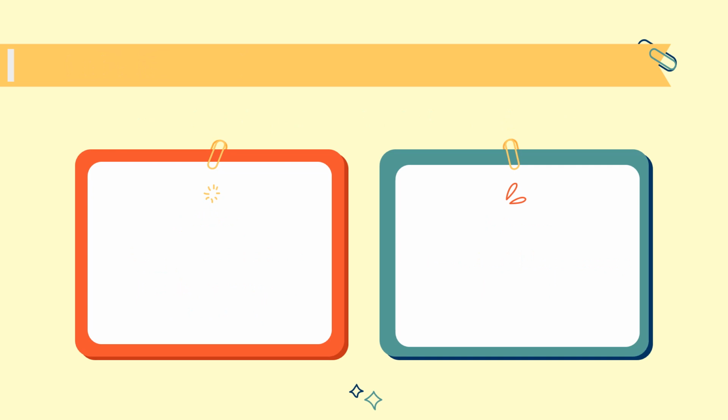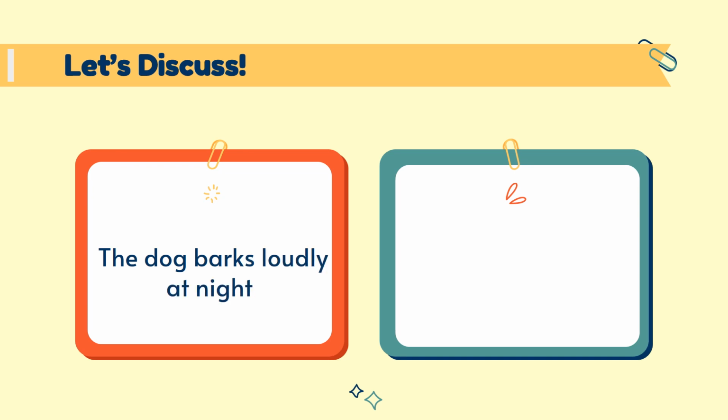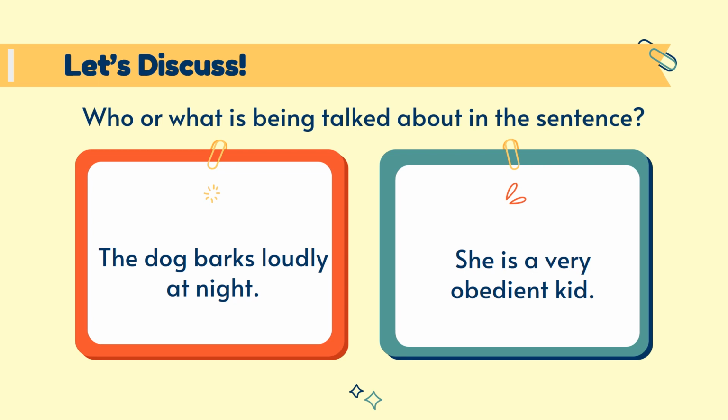Next, the dog barks loudly at night. She is a very obedient kid. Question. Who or what is being talked about in the sentence? We have the word dog for our first sentence. For our second sentence, we have the word she.